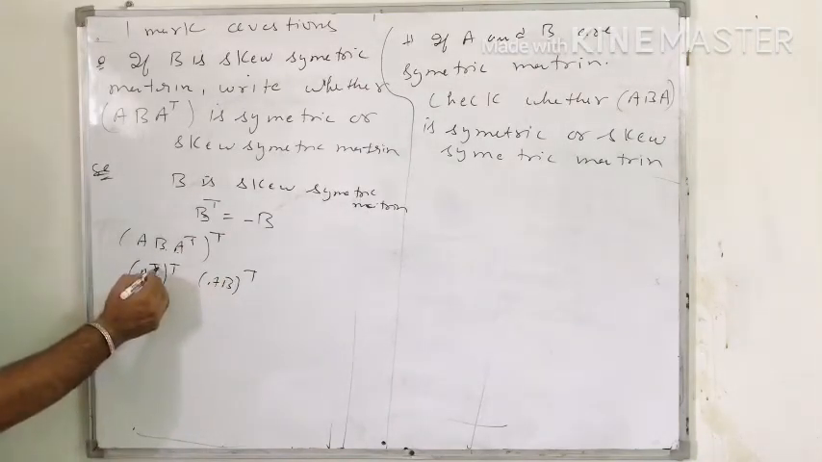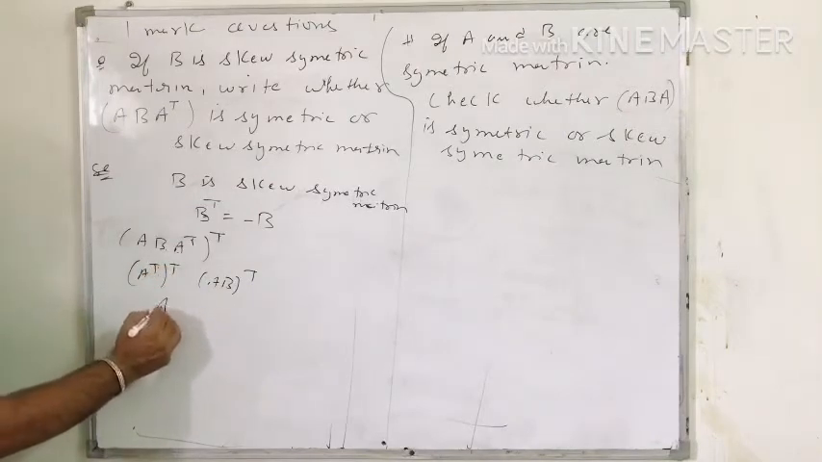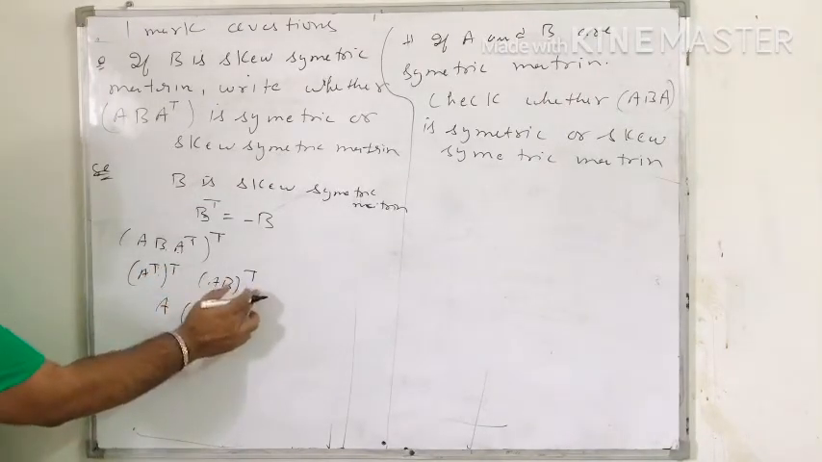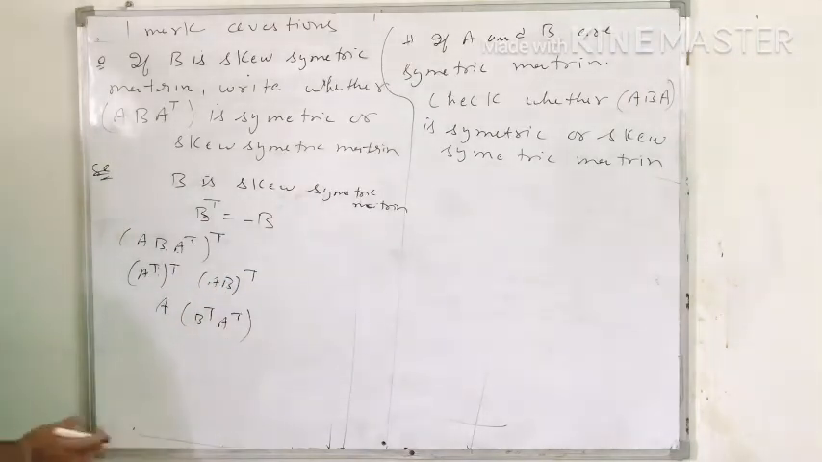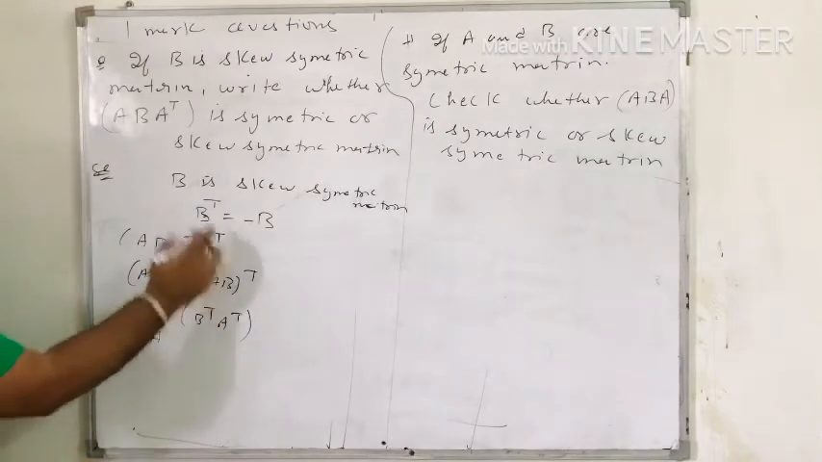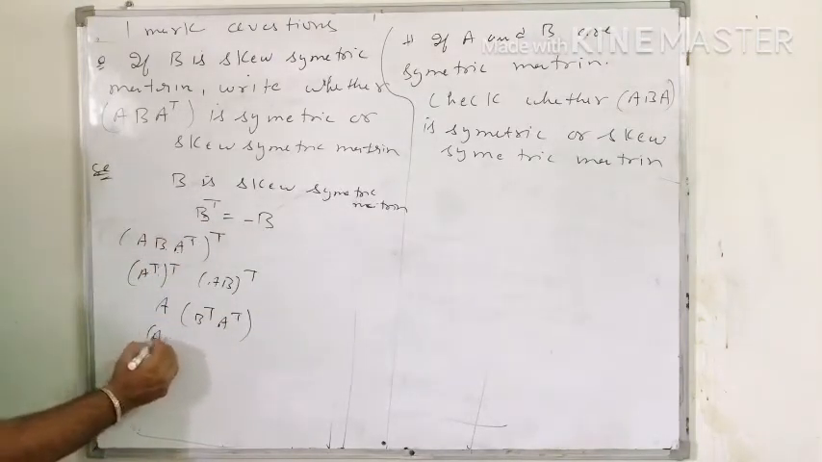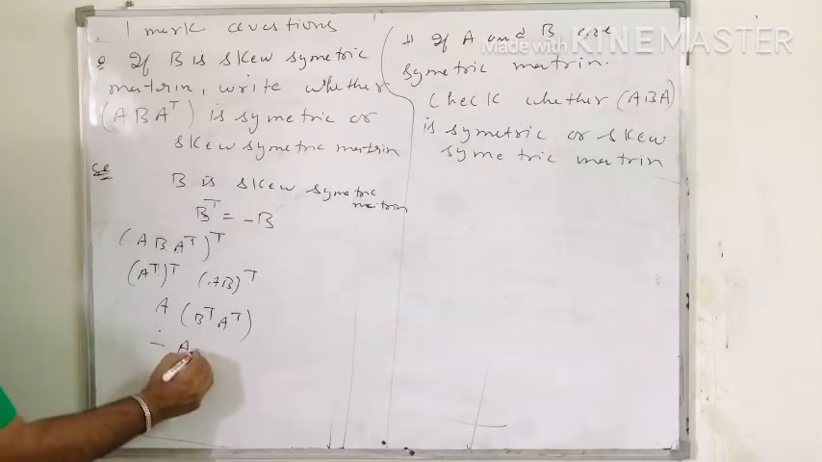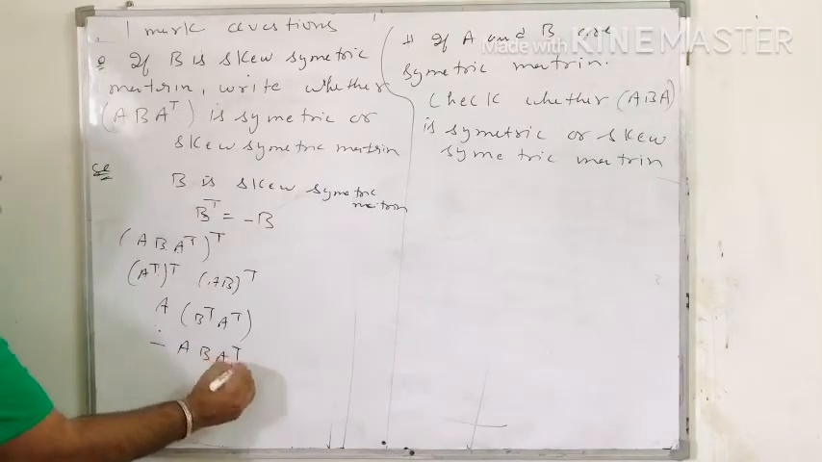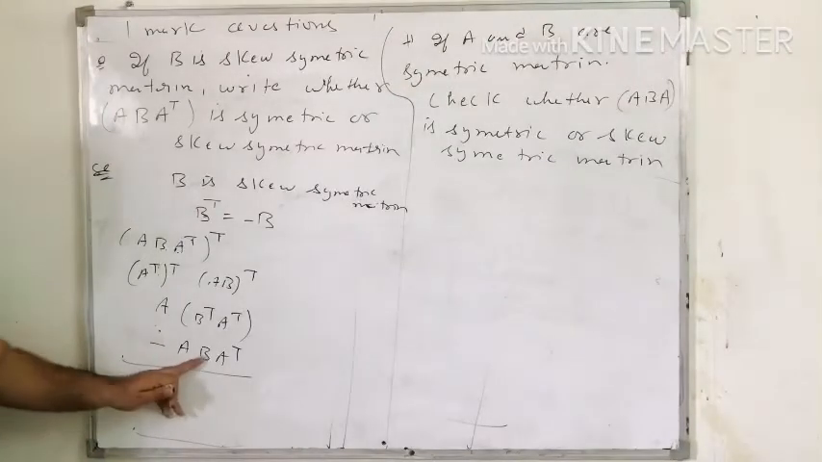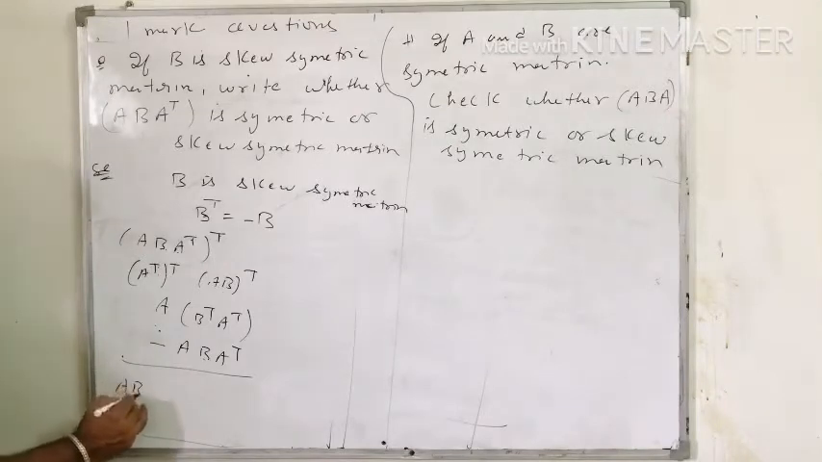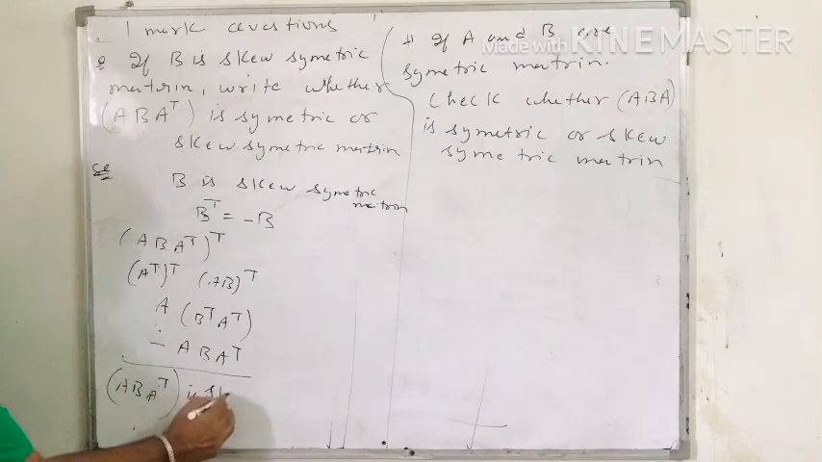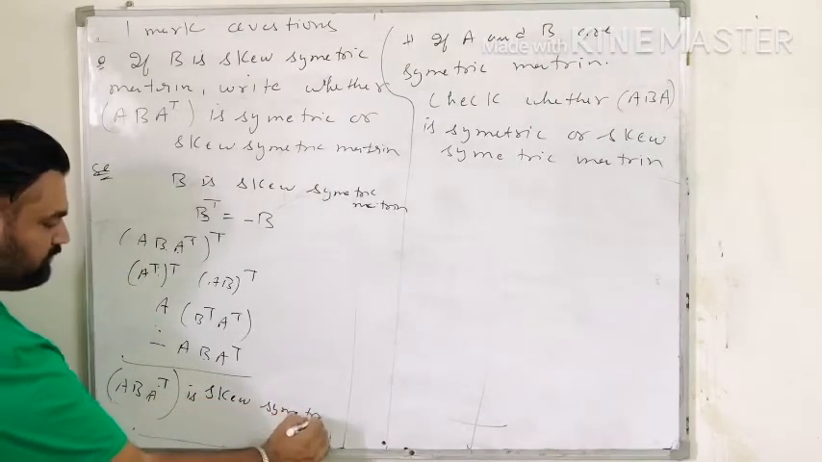Now A transpose upon transpose is always equal to A. Now AB transpose, we know the formula of AB transpose is B transpose A transpose. But we know B transpose equals minus B. So this becomes minus A transpose. The value of this is this. So this is A transpose is skew symmetric.